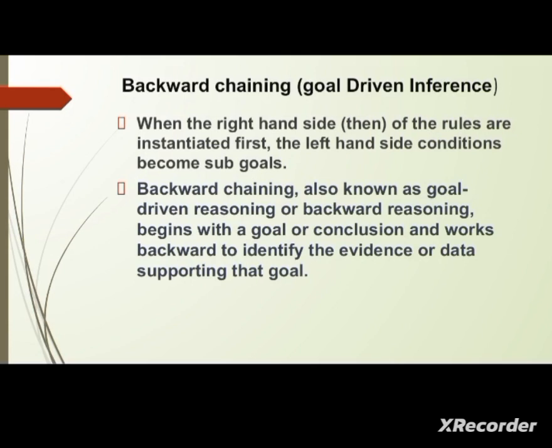So backward chaining is also known as goal-driven reasoning or backward reasoning. It begins with a goal or conclusion and works backwards to identify the evidence or data supporting that goal. So we have a goal or conclusion, and from that goal we work backward to identify the evidence or data supporting those goals or conditions.